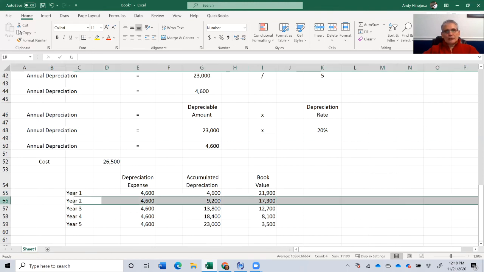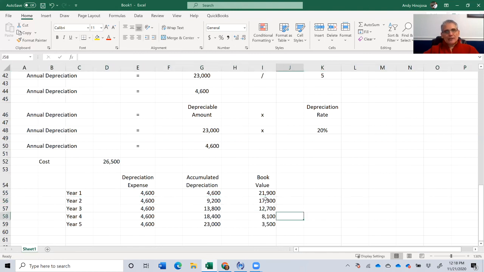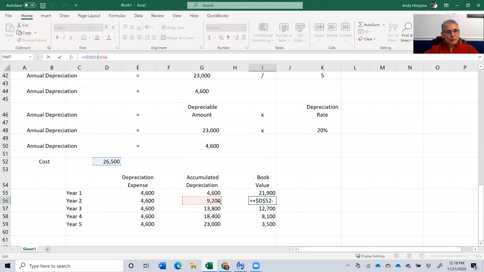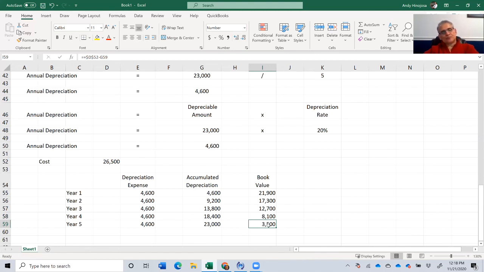The book value after year 2 is $17,300. The way we get that is we take the cost minus the accumulated depreciation as of year 2, and that is $17,300. We keep going down every year until the 5th year. We end up with the book value of $3,500, and that is equal to the salvage value. And that concludes learning objective 1.